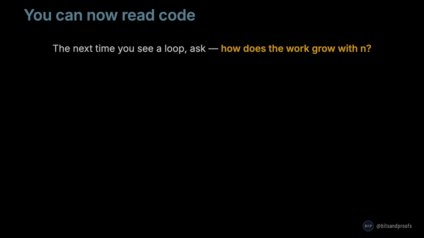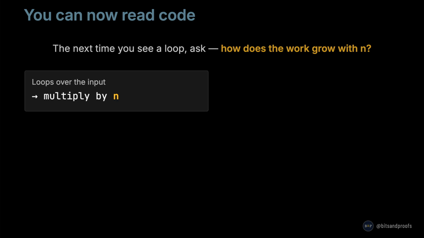You can now read code. The next time you see a loop, ask one question. How does the work grow with n? That's the entire skill. The rest is recognizing patterns. Loops over the input multiply your complexity by n. Halving divides by log n. Lookups are constant. And branching recursion is exponential. Watch for it more carefully than for anything else.